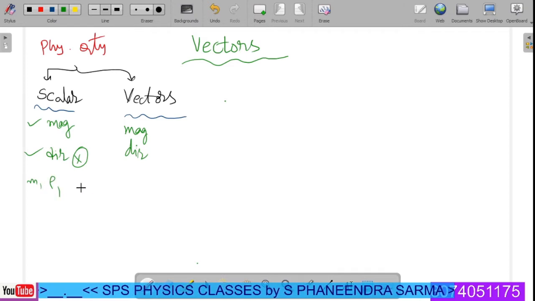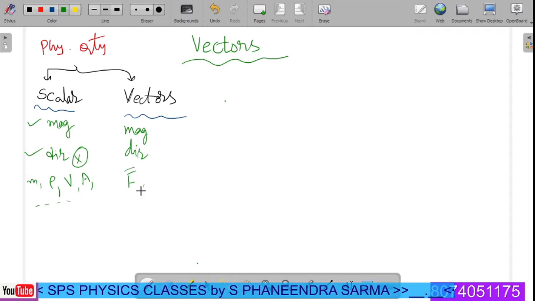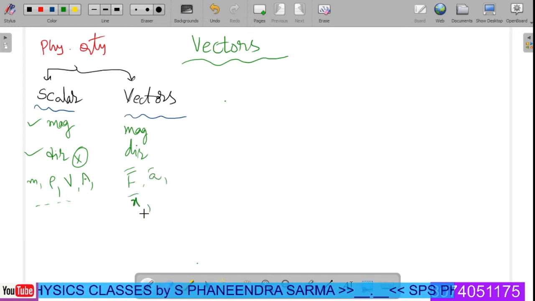Mass, density, volume, area, etc. are physical quantities of scalar nature. Whereas vector quantities contain both direction and magnitude. For example, force. If somebody asks you to apply force on an object, the question is in what direction you need to apply the force. That is the important thing. Therefore force acting on a system, acceleration, and displacement, the direction in which you are moving, etc. come under examples of the vector group.